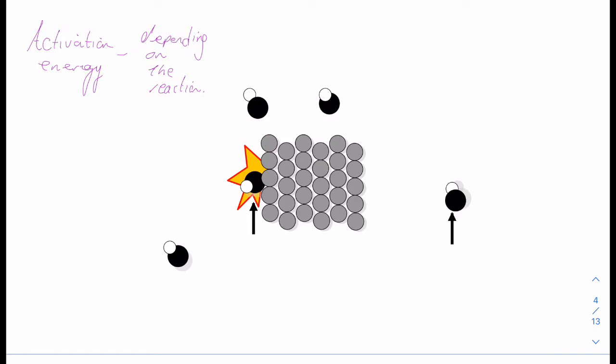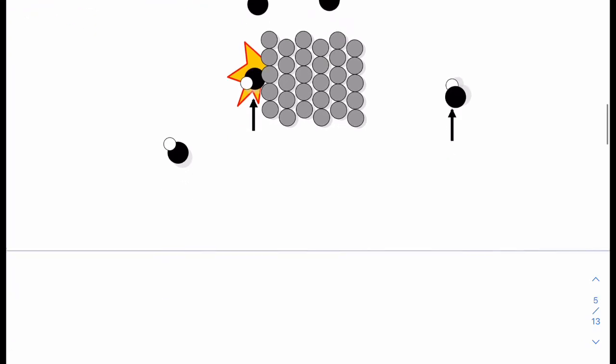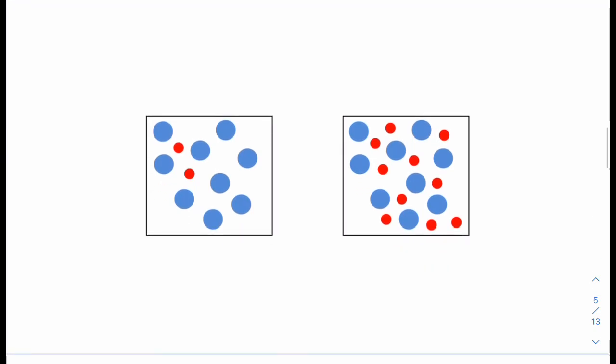So with that in mind, we're going to look at the last 2 factors. We're going to look at concentration. So here we've got a low concentration and a high concentration of reacting particles. So you can see the difference. Here we've only got a couple of particles of the red, let's say acid, whereas over here we've got multiple more of those particles. Why would this increase rate of reaction?